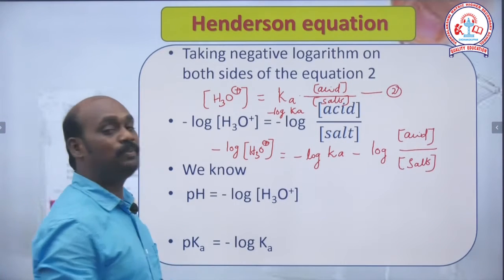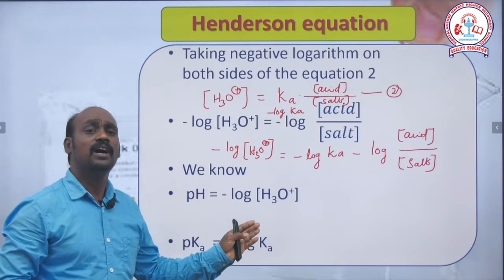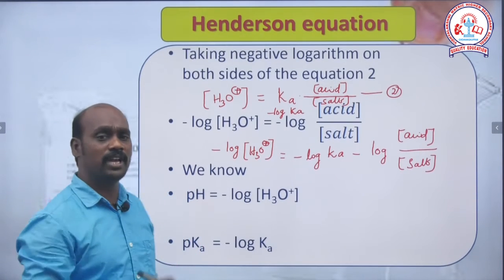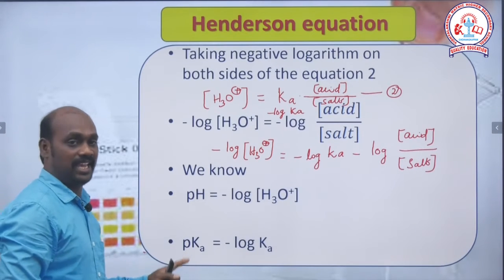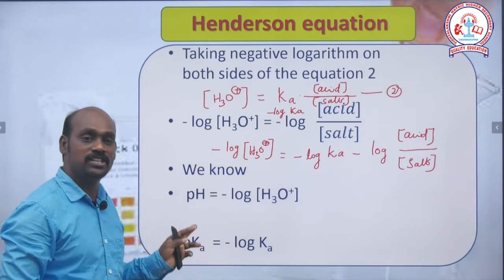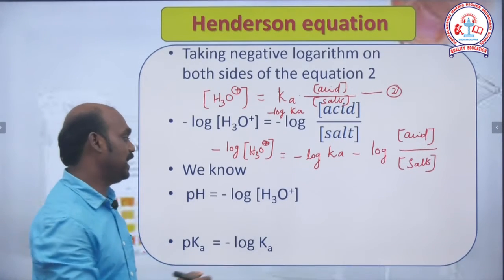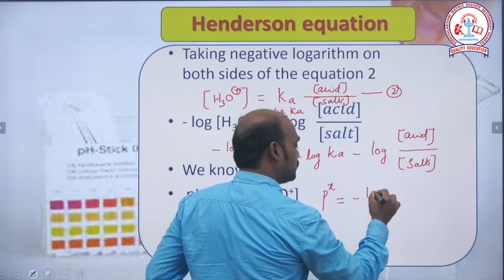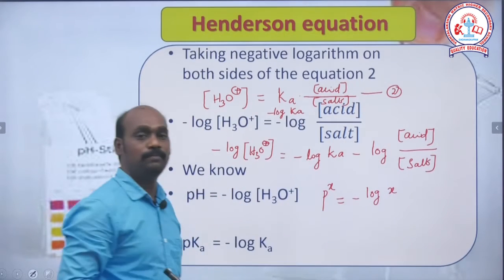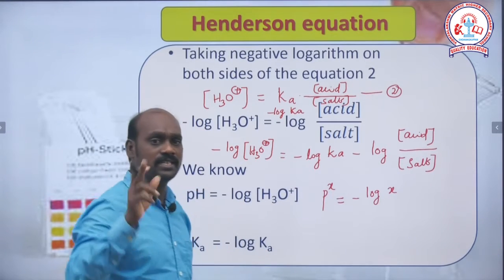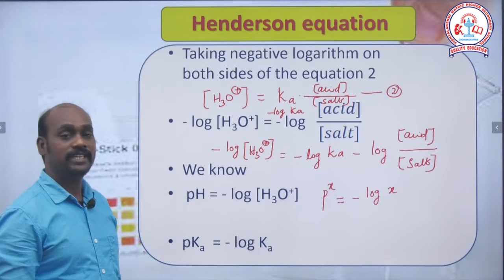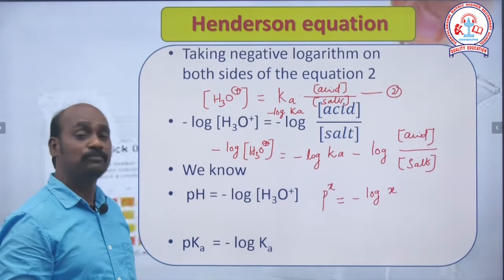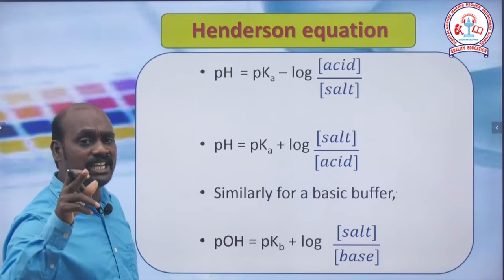Already we know what pH is. pH is the negative logarithmic value of hydronium ion concentration. Similarly, pKa, that is the power of the dissociation constant, is equal to minus log Ka. So, p of x should be written as minus log x. P of x is equal to minus log of x, so that pKa equals minus log of Ka. So, these two values, pH equal to minus log of H3O plus and pKa equal to minus log of Ka, are substituted in equation number 2.